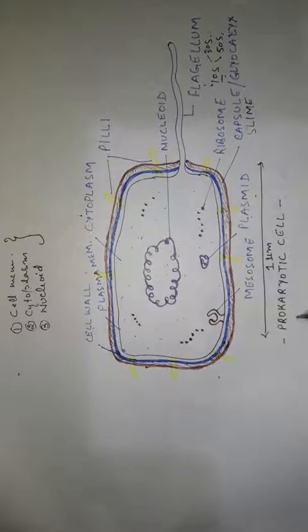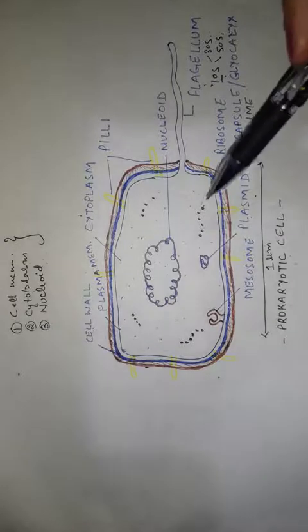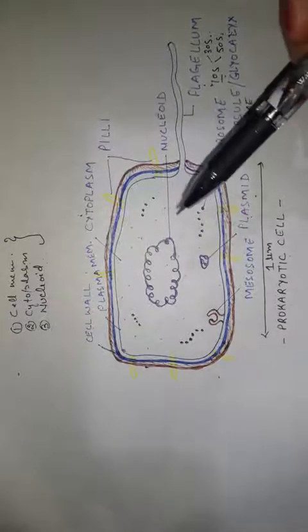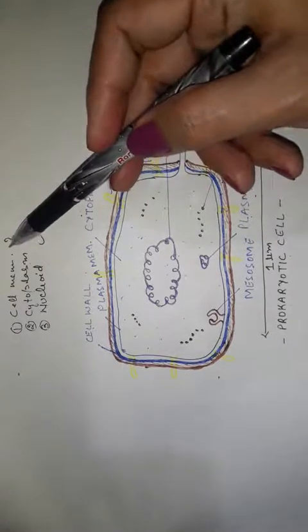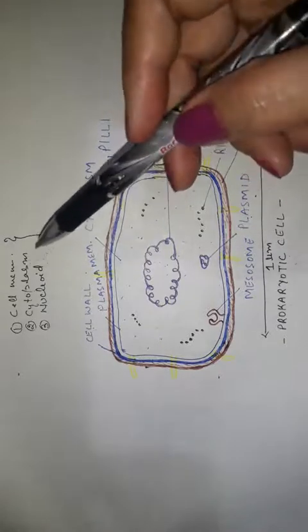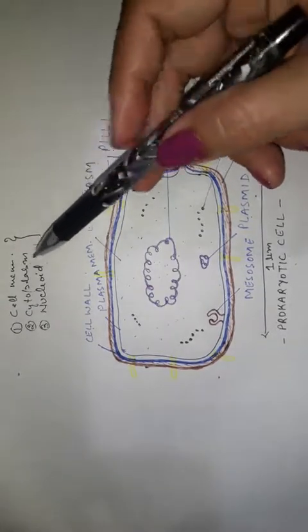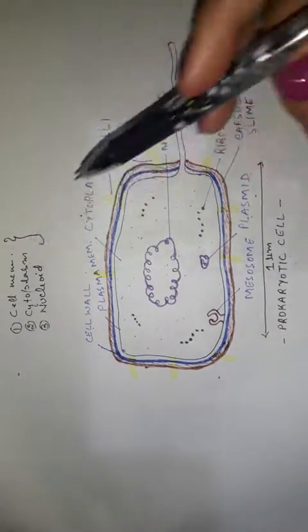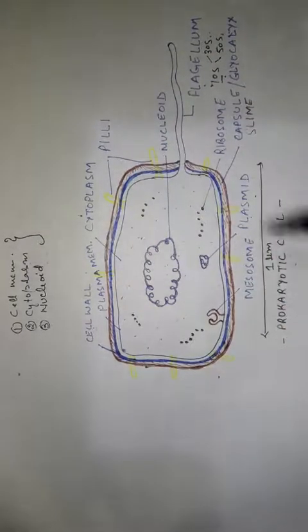The best example for the prokaryotic cell is the bacterial cell. So this is the diagram of the bacterial cell. Before understanding any cell, first we need to understand that there are three functional regions. First one is cell membrane or plasma membrane, second one is cytoplasm, and third one is nucleus or nucleoid. In case of eukaryotic cell, it would be nucleus. In case of prokaryotic cell, it would be nucleoid. Okay, so these are the three functional regions. So let's discuss the prokaryotic cell.